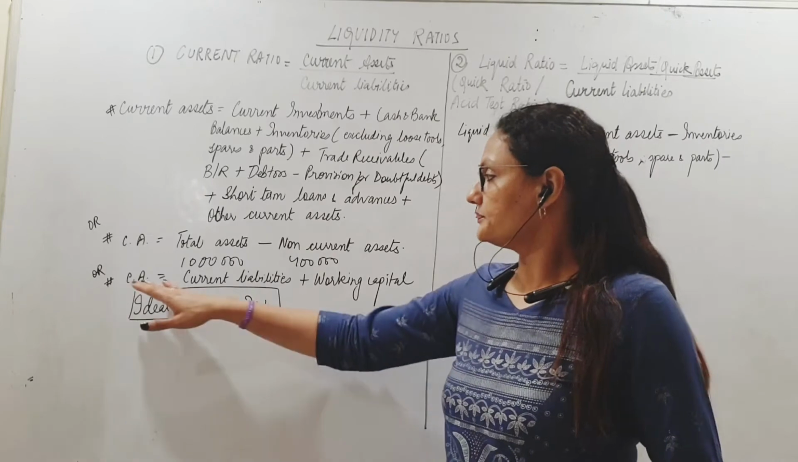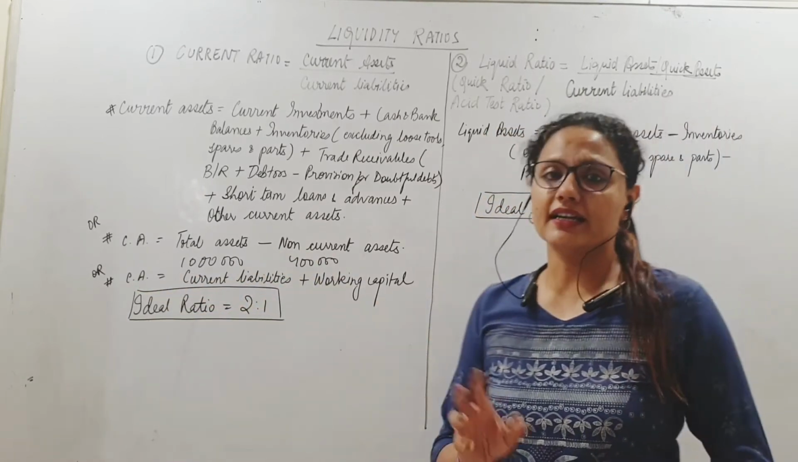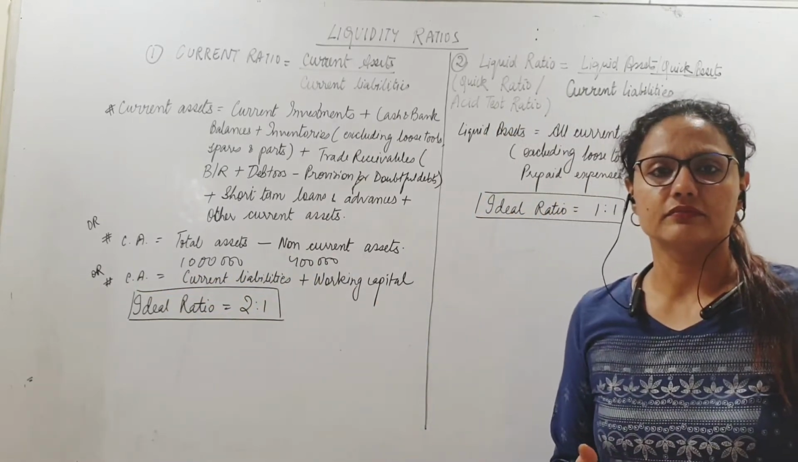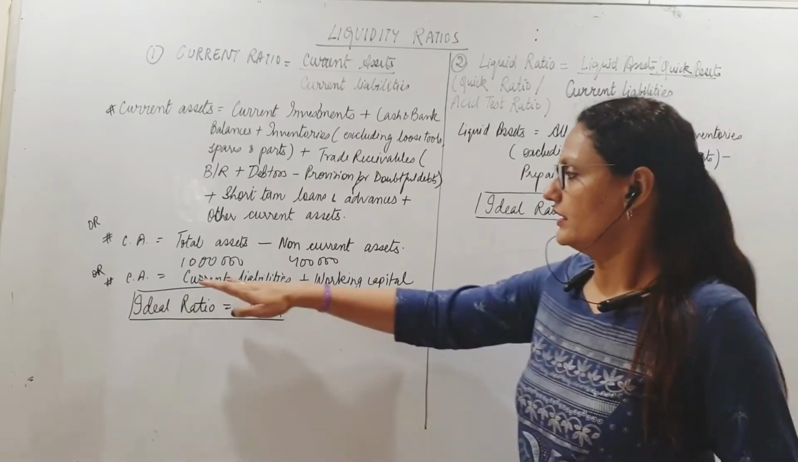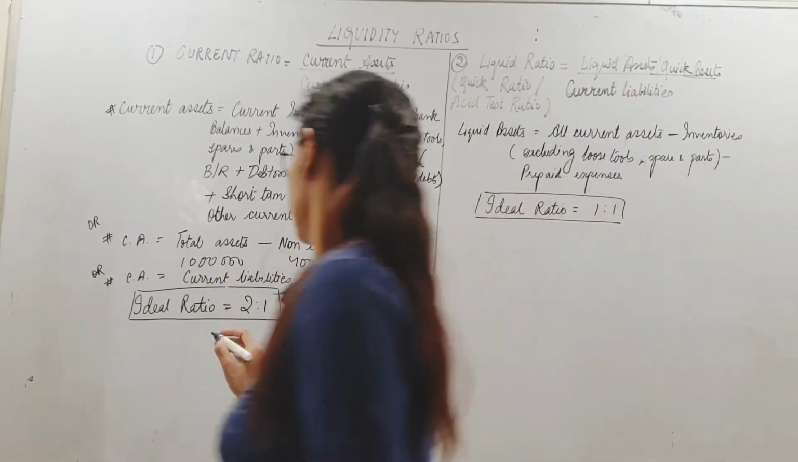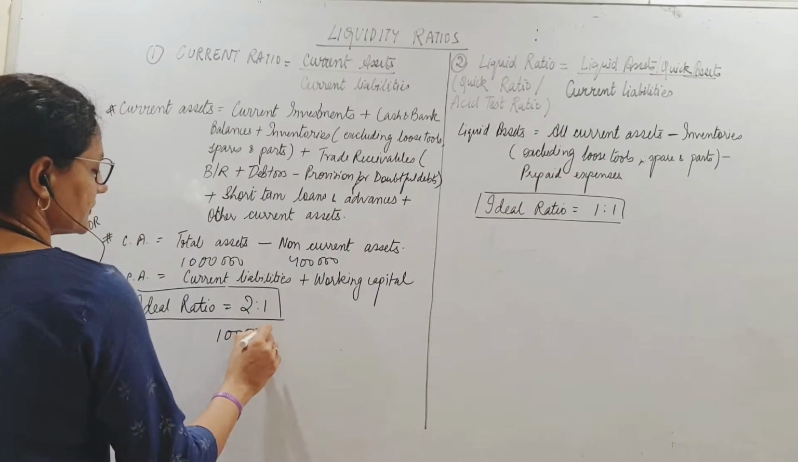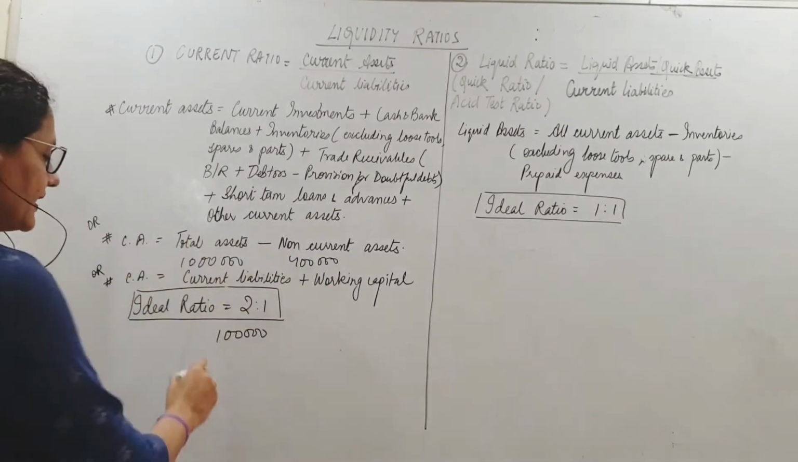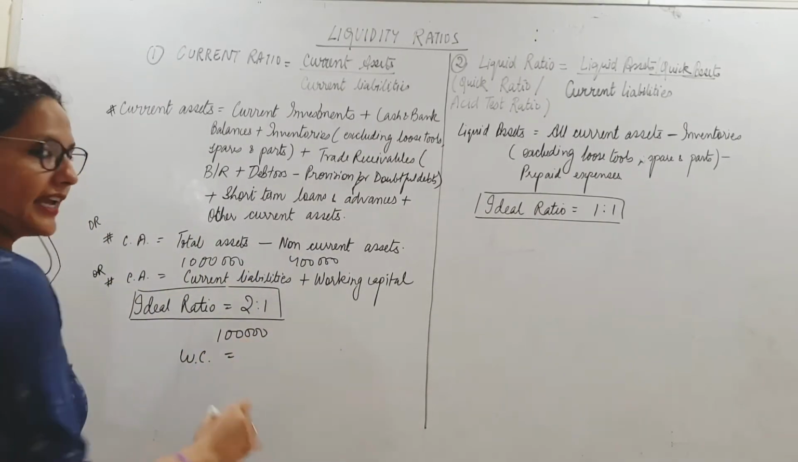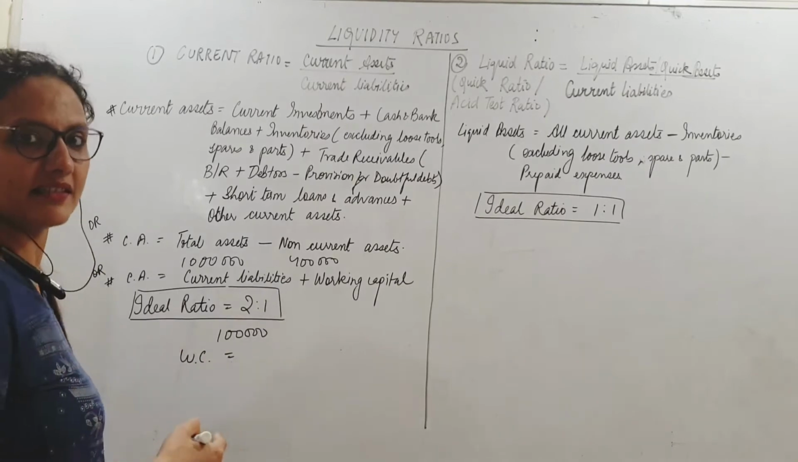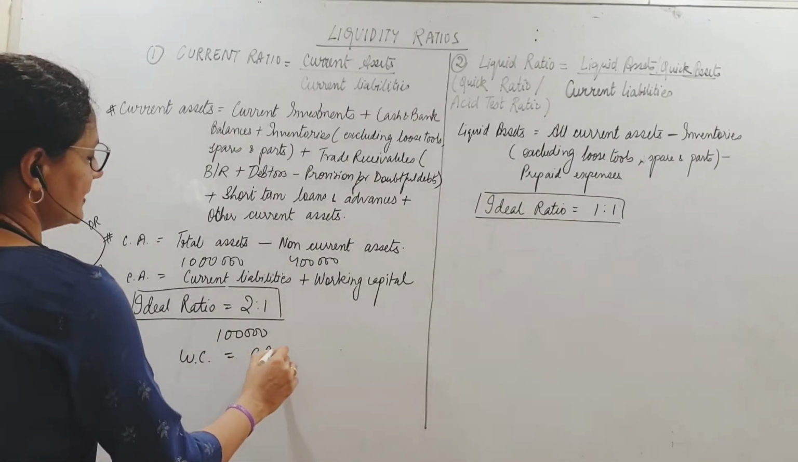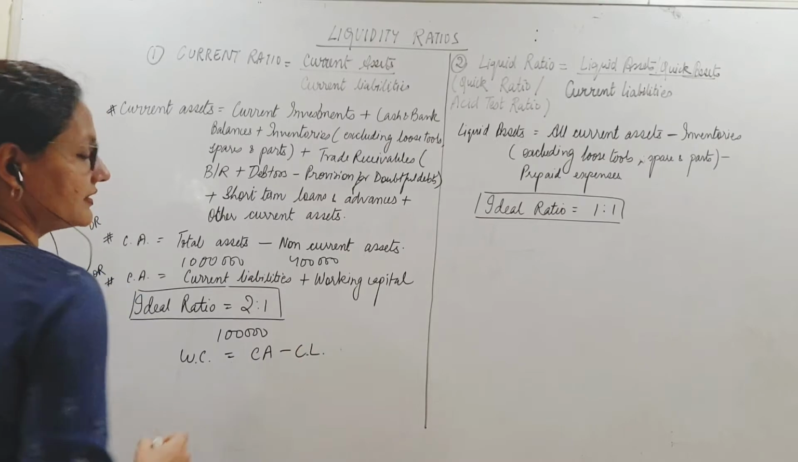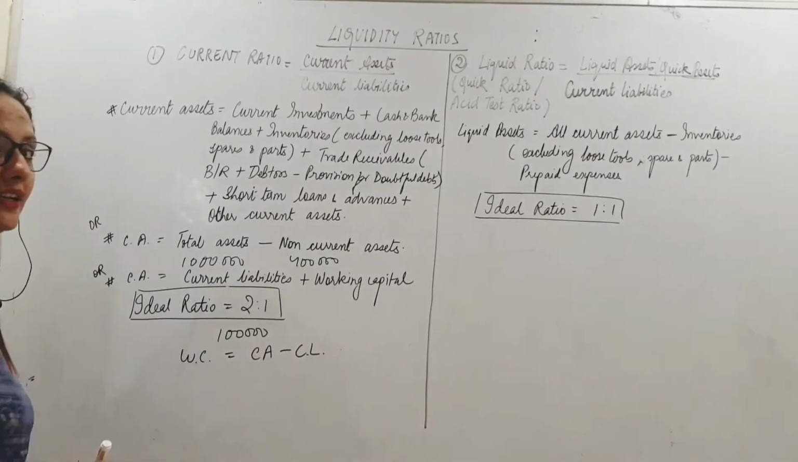One more way is current assets is equal to current liabilities plus working capital. Suppose these two pieces of information are given, that current liabilities are, suppose, 1 lakh. Okay, and by the way, what is working capital? This concept comes from your class 11 knowledge, right? Current assets minus current liabilities is working capital.